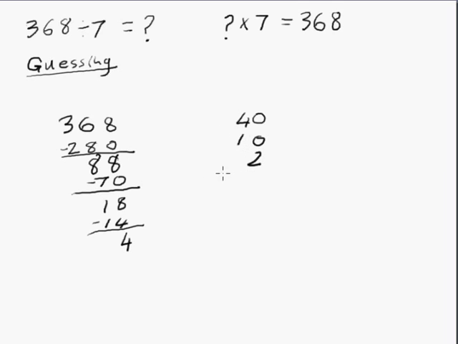Okay, so what we can do is we can stop here and we can add up all of our guesses, and we've got 52 times 7 and a remainder of 4. So we could say that 368 divided by 7 is 52 with a remainder of 4. But if we don't want a remainder, what can we do? We have to work out some way of doing 4 divided by 7.